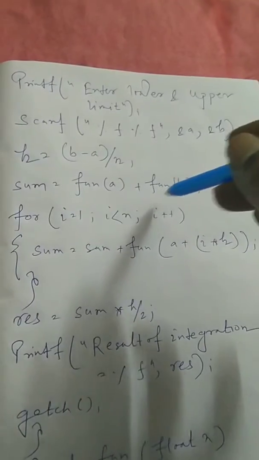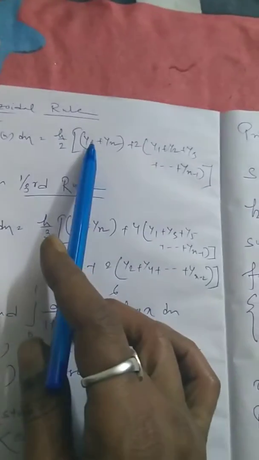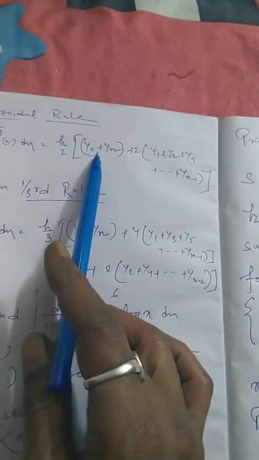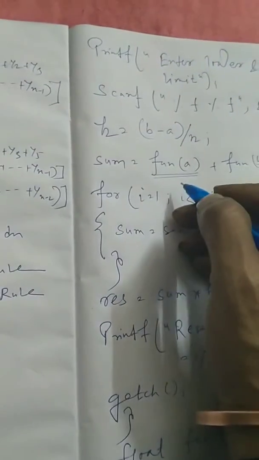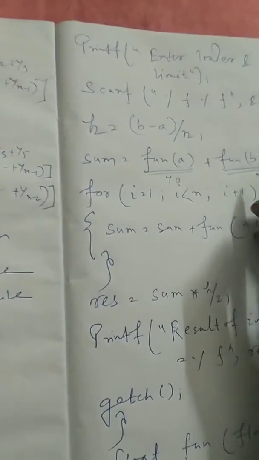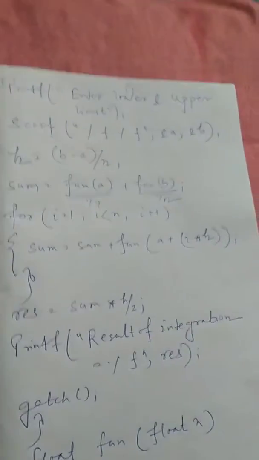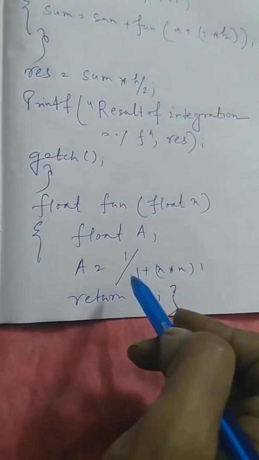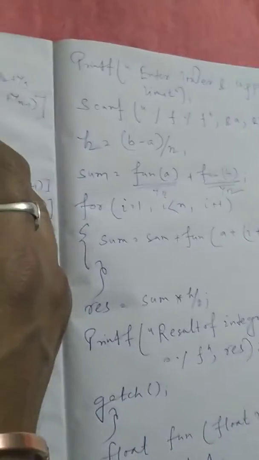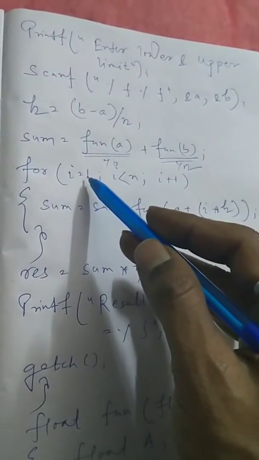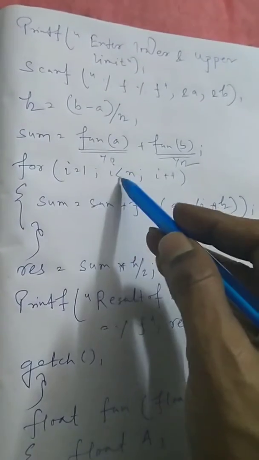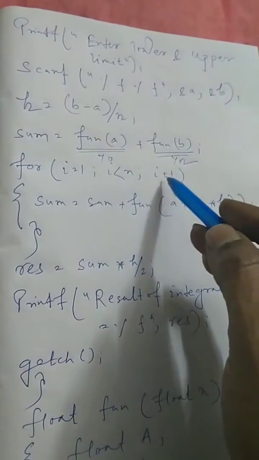And sum equals function of a plus function of b, because if we see the first term in the formula it is y0 plus yn. So function of a is nothing but y0, and function of b is nothing but yn. Here we are calling the function, and we are declaring the function here. Next, the remaining part is 2 into y1 up to yn minus 1. So that's why, since y0 and yn are already taken, we are taking the for loop from i equals 1, not 0, while i less than n, and i increment i plus plus.